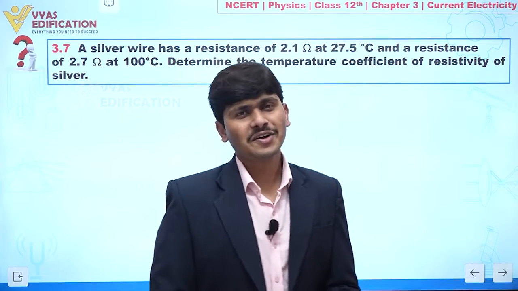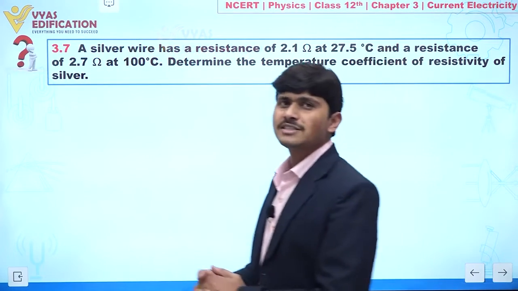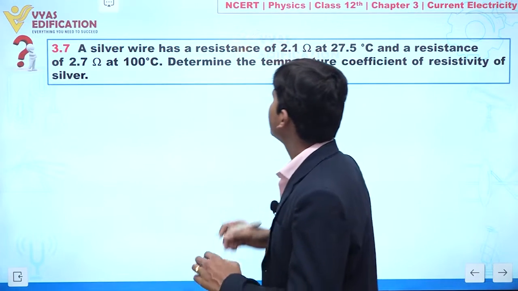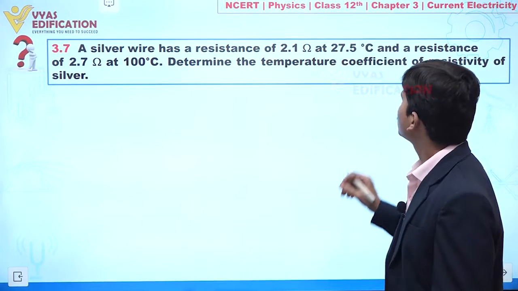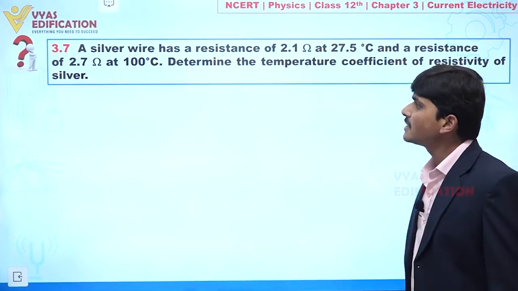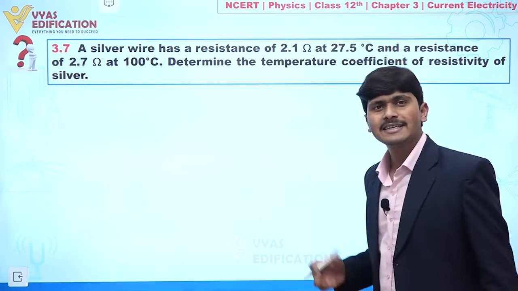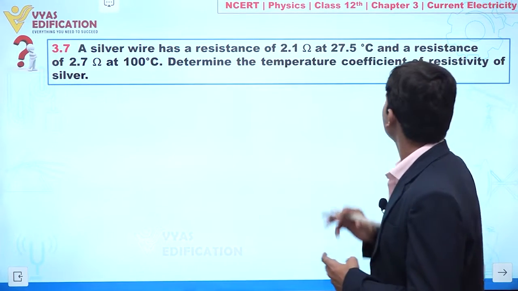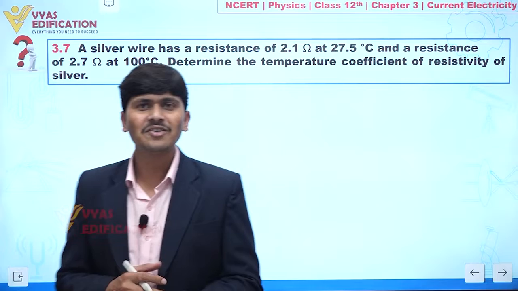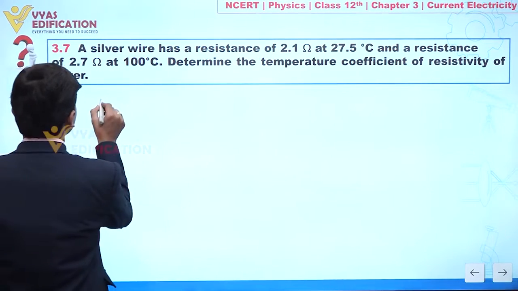Now dear student, we are going to discuss question number 3.7, and in this question it is given to you: a silver wire has a resistance of 2.1 ohm at 27.5 degree Celsius and a resistance of 2.7 ohm at 100 degree Celsius. Now determine the temperature coefficient of resistivity of silver. Clear?